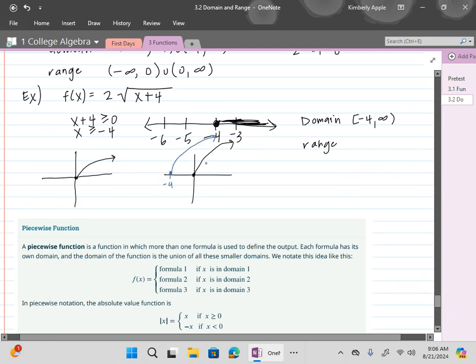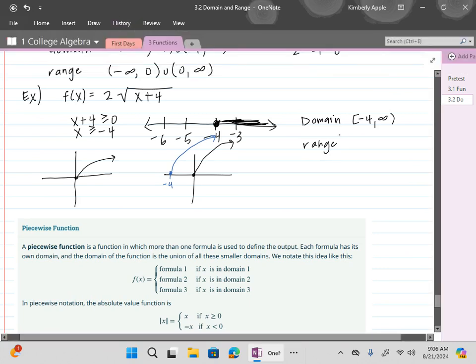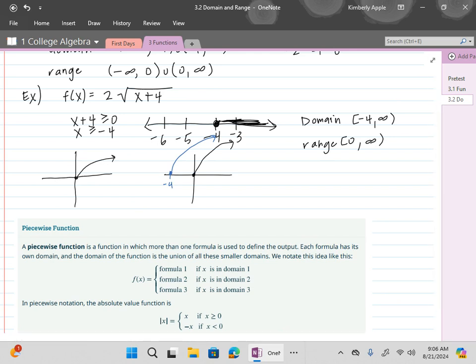Does that do anything vertically to the graph? No, so I don't care. So the range here is just 0 and up, inclusive. Now you can confirm that, because the worst case scenario, the lowest number you're going to have is that -4 going in algebraically. So if we plug in a -4 here, I get the square root of 0, which is 0, times 2, which is 0. So that's my starting output value.